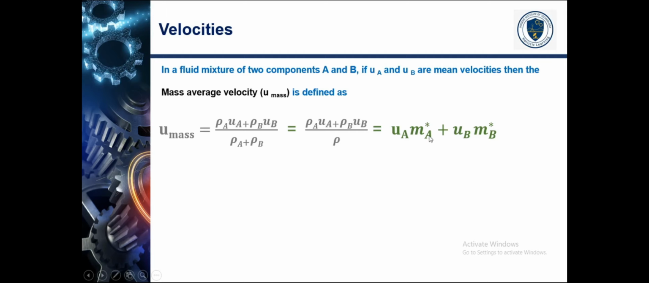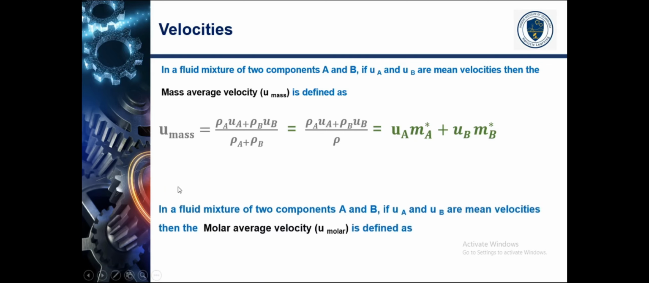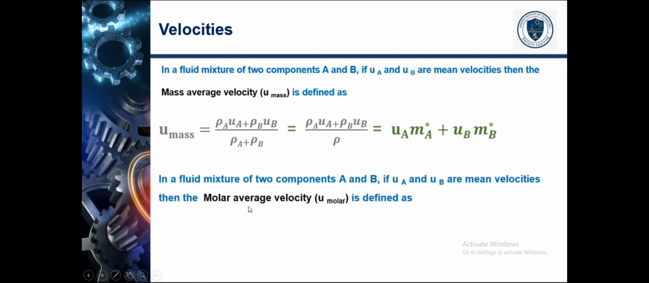So what is m star A? M star A will represent mass fraction. So UA into mass fraction of species A plus UB into mass fraction of species B. So in the same way, we have to calculate molar average velocity.